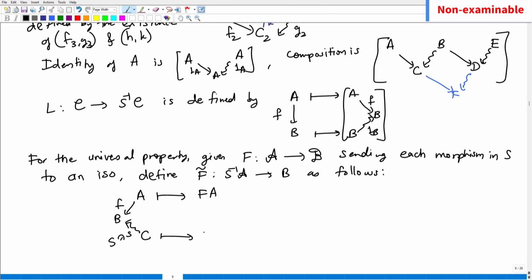So this one will also be sent to FC, but then this middle morphism, the equivalence class of this morphism, will be sent to the composition. You take FB as it is, this is FF, no problem over there, and this morphism will be the inverse of FS because it is defined. Yeah, that was the property, that FS is invertible. So this is localization.